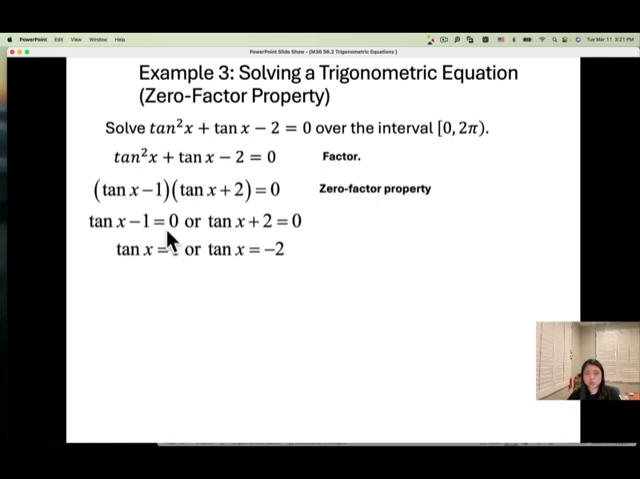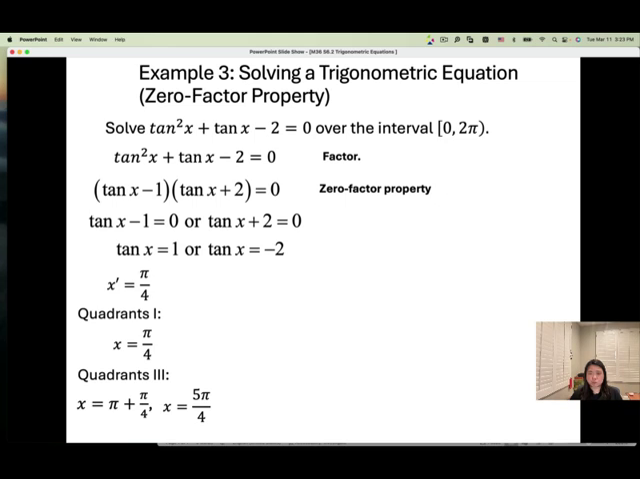So for this one, the reference angle will be equal to pi over 4. Okay, don't use the 45 degrees because the given interval is in radians. Equal to pi over 4. Okay, and then tangent x equal to positive 1, so that will be in quadrant 1 and quadrant 3. In quadrant 1, angle x will be equal to the reference angle. Quadrant 3, that will be pi plus the reference angle, which is going to be 5 pi over 4.